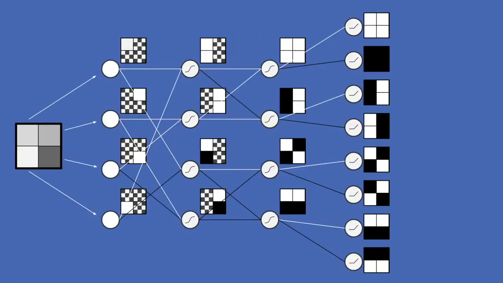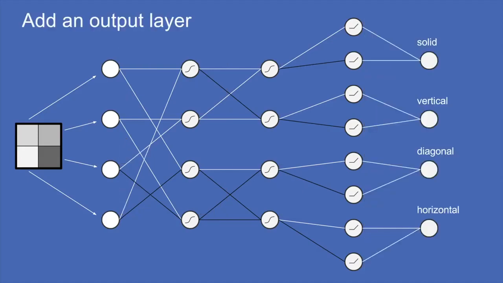So after we do this, because some of our weights are positive and some are negative, connecting to those rectified linear units, we get receptive fields and their opposites. If you look at the patterns there. And then finally, when we've created as many layers with as many neurons as we want, we create an output layer. Here, we have 4 outputs that we're interested in. Is the image solid, vertical, diagonal, or horizontal?